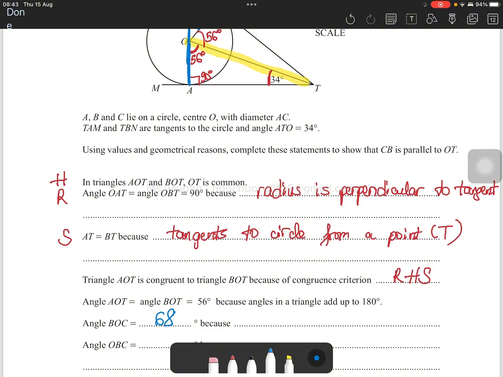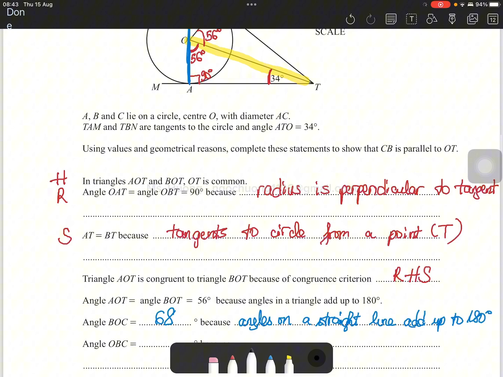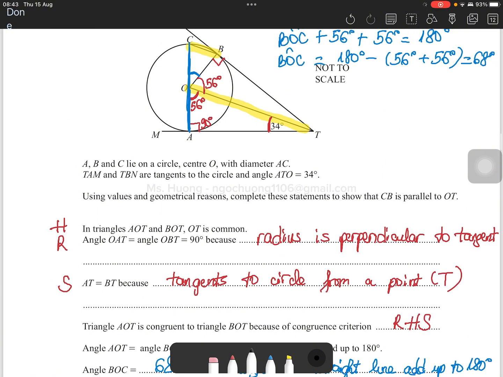Here we go, 68, because angles on a straight line add up to 180 degrees. Finally, we find the angle OBC. OBC, this black angle.